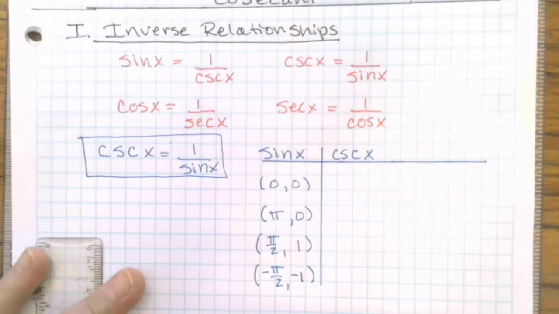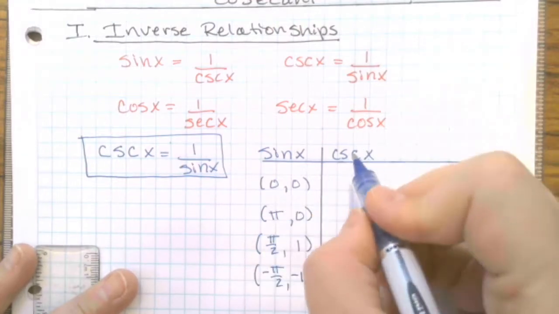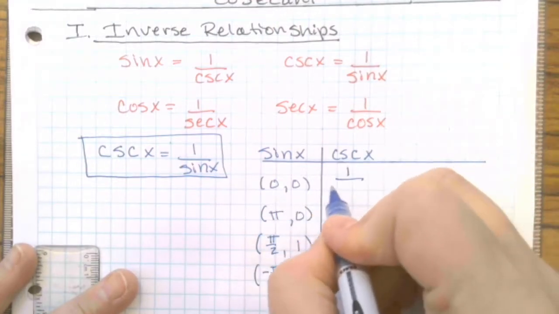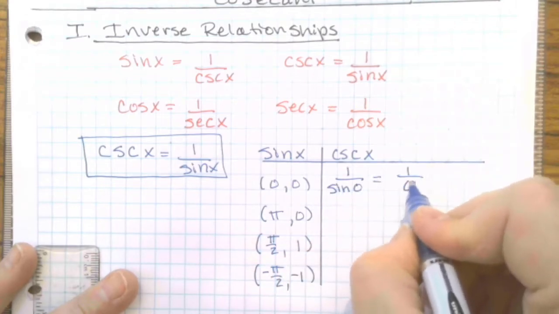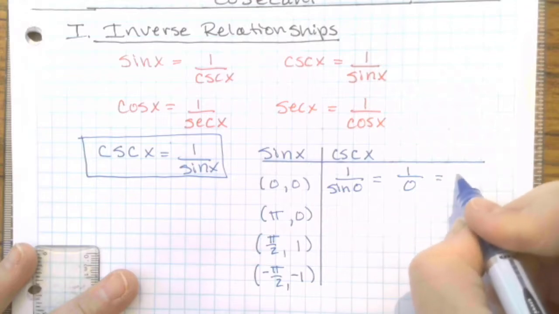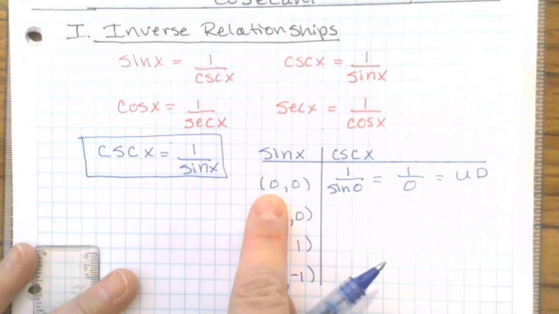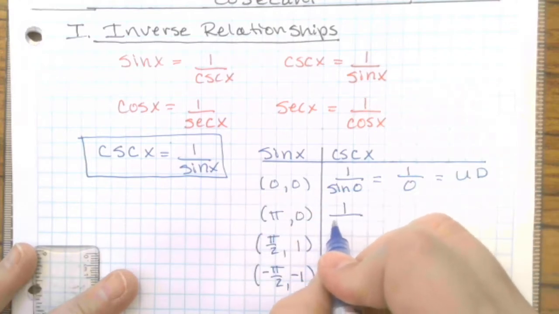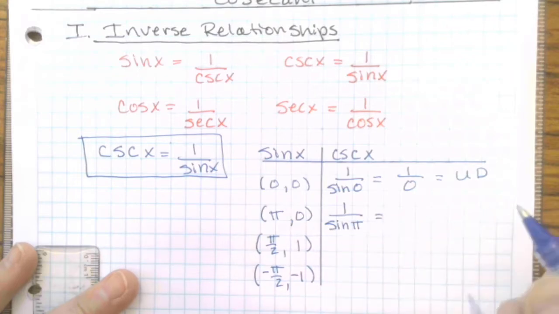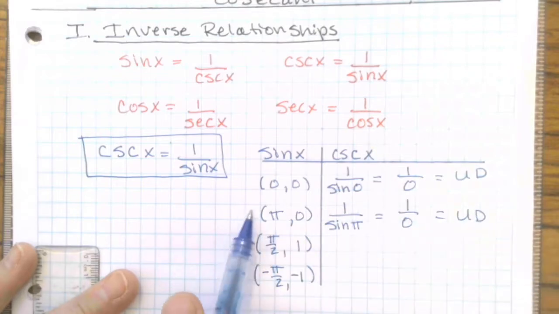Keep in mind that cosecant is 1 over sine. So if we're using x equals 0 to find cosecant, we're going to go 1 over sine of 0. The problem is sine of 0 is 0. You have a 0 on the bottom of a fraction, so cosecant is undefined at x equals 0. Same thing happens at pi. The reciprocal is 1 over sine of pi. Sine of pi is 0, and 1 over 0 is undefined. So cosecant is undefined at 0 and pi.